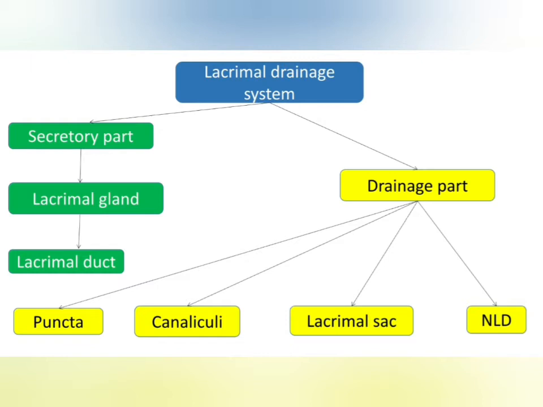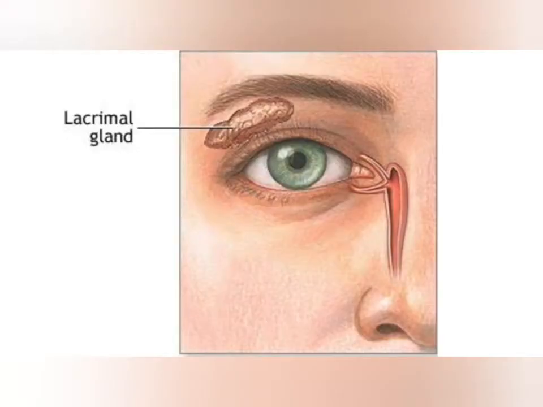I will show the picture. Canaliculi, lacrimal sac and nasolacrimal duct. Okay, so let's start with the lacrimal gland. This is the lacrimal gland, which produces the aqueous component of tear film.